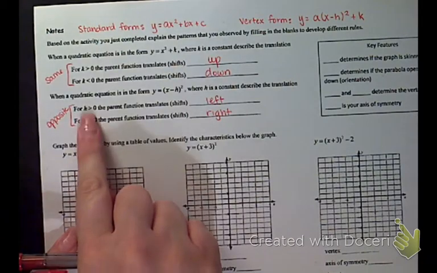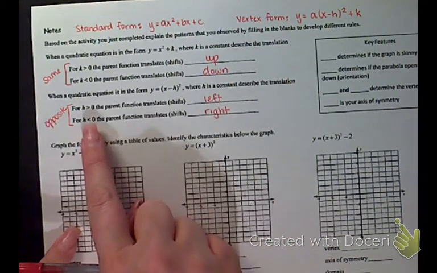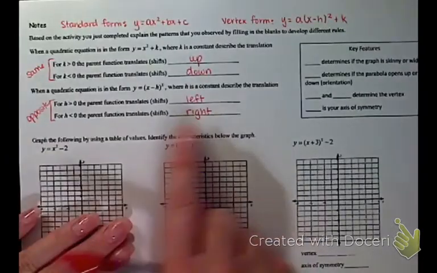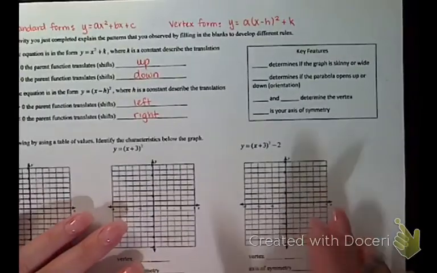If it's greater than 0, it actually shifts to the left. If it's less than 0, it shifts to the right. So something to think about. All right, let's look at key features.